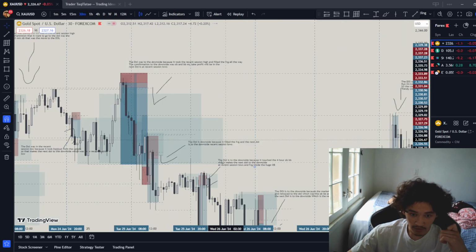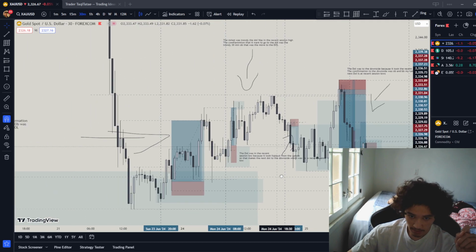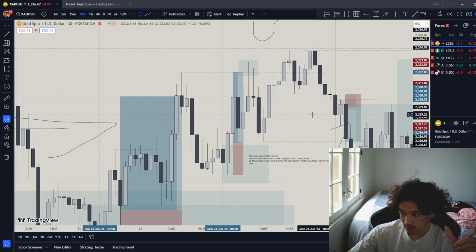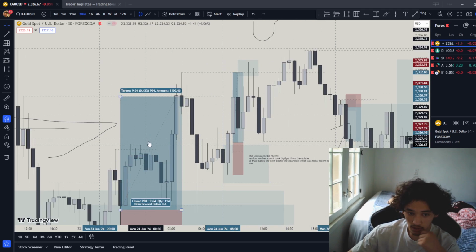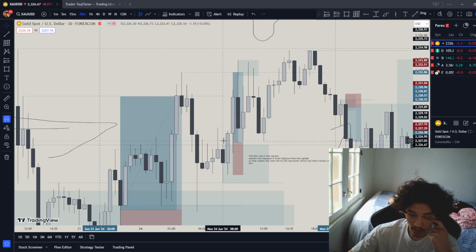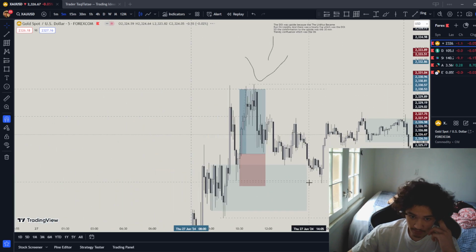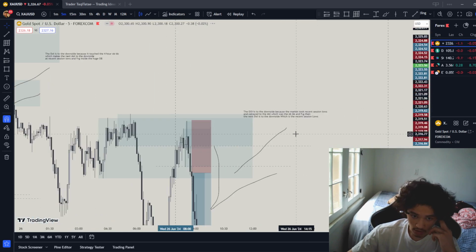All I was looking for was an entry, and I did take the trade as well. I was looking for confidence to get in. The confidence for me was that the market was trending, going up, making higher highs and higher lows. This 30-minute order block was enough for me to get in.